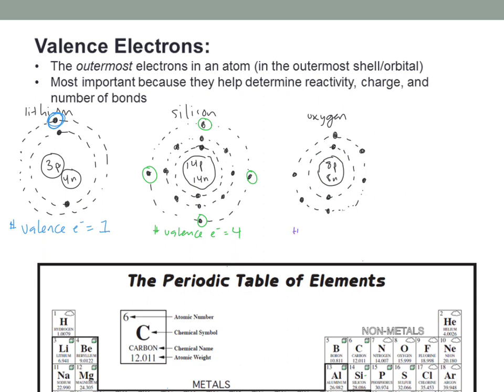And lastly, oxygen. If I'm looking at oxygen's number of valence electrons, looks like oxygen has 1, 2, 3, 4, 5, 6. 6 valence electrons, 6 in its outermost shell.